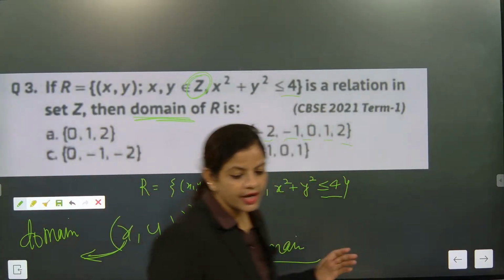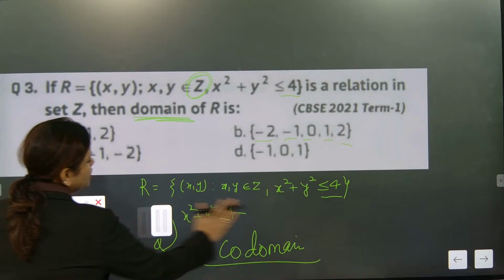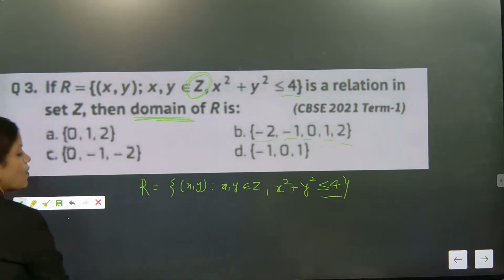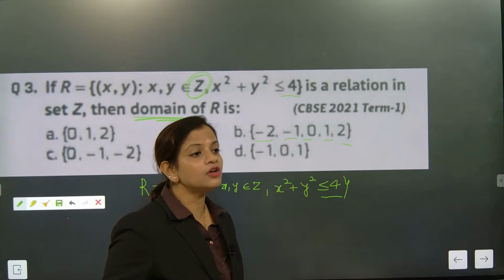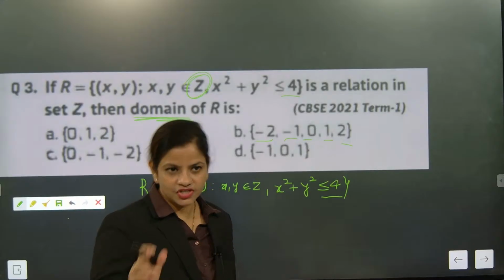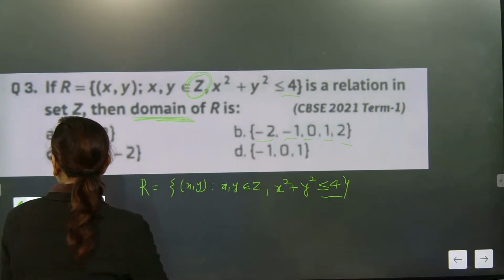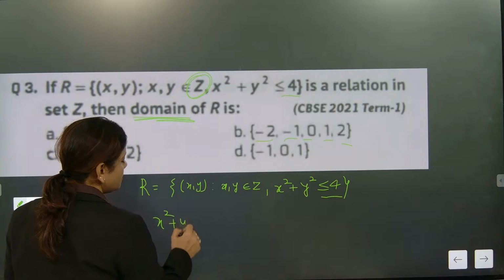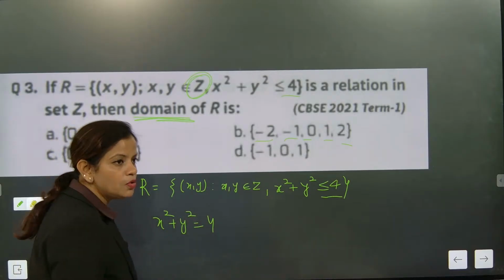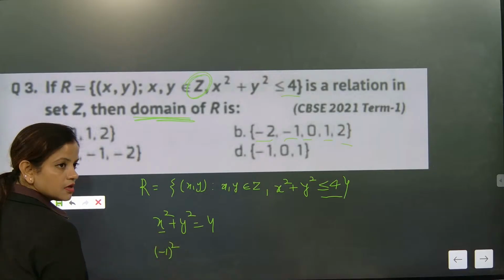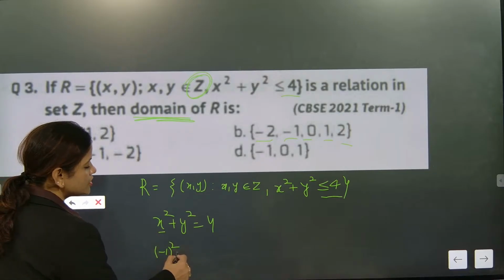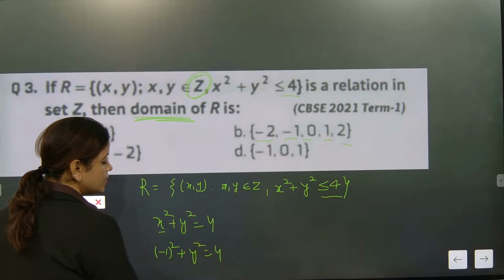Why? You need to understand why I said this is the answer. Come on, children. B or C? B. Check this one nicely. How? Look here. This is x square plus y square equal to 4. So if you take x as minus 1, whole square, then it will be minus 1 whole square plus y square is equal to 4.